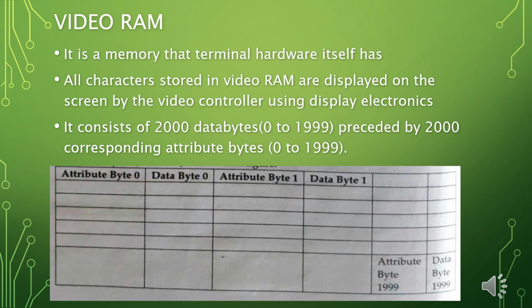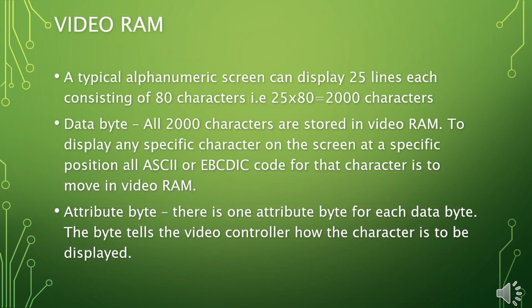Video RAM consists of 2000 data bytes, that is from 0 to 1999, preceded by 2000 corresponding attribute bytes, that is 0 to 1999, as shown in the figure. We'll learn about data bytes and attribute bytes in the next PPT. A typical alphanumeric screen can display 25 lines each consisting of 80 characters, and 25 into 80 is 2000 characters, as we have seen in the diagrams in the first PPT.